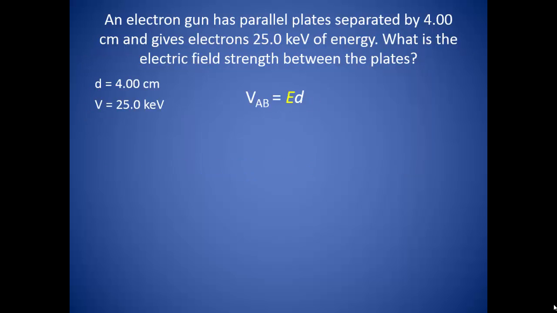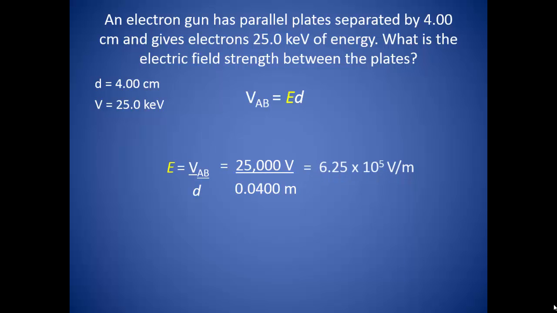Now suppose an electron gun has parallel plates separated by 4 centimeters and gives electrons 25 kiloelectron volts of energy. What is the electric field strength between the plates? We are given the distance and the voltage, so it is a pretty simple matter again to find the electric field strength. Remember that 1 electron volt is the amount of energy that will accelerate an electron through a potential difference of 1 volt. So if we have 25 kiloelectron volts, then the potential difference must be 25 kilovolts, or 25,000 volts. Divide this by 0.04 meters, and you get 6.25 times 10 to the 5th volts per meter.